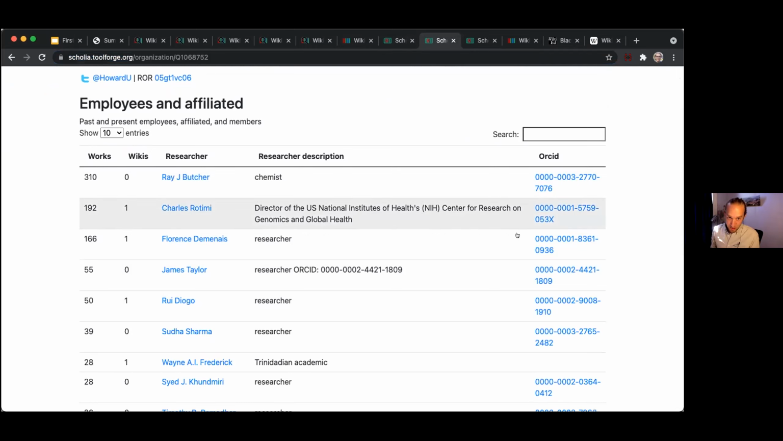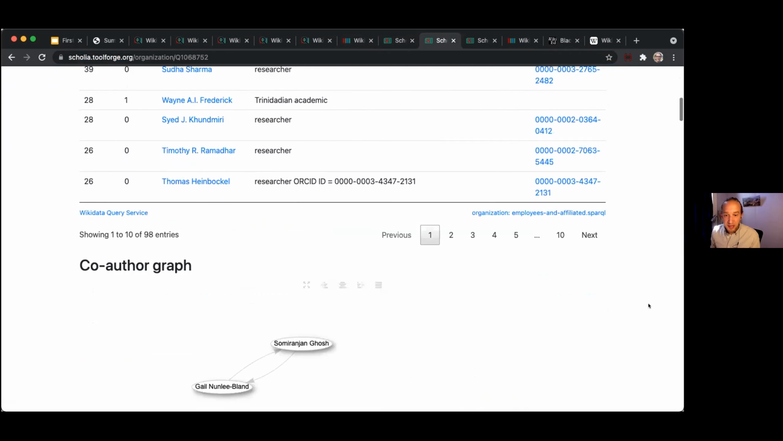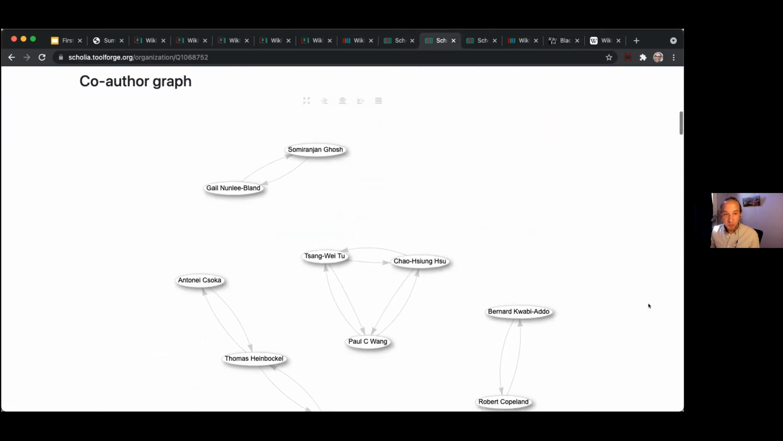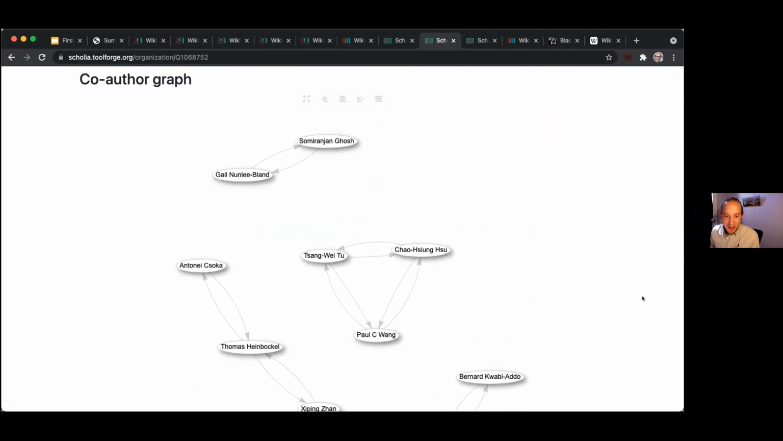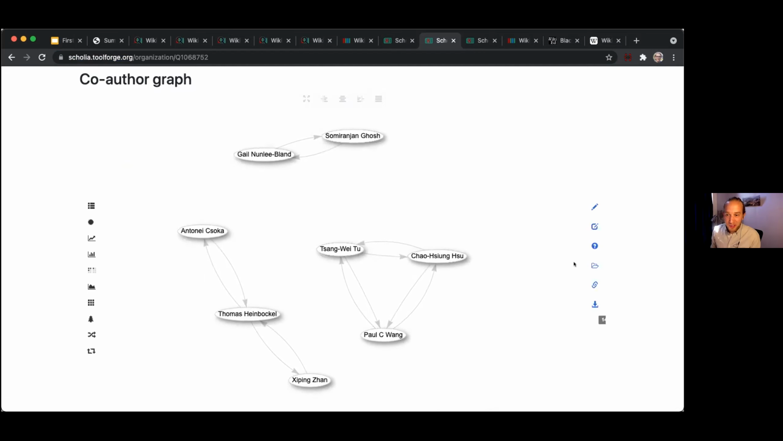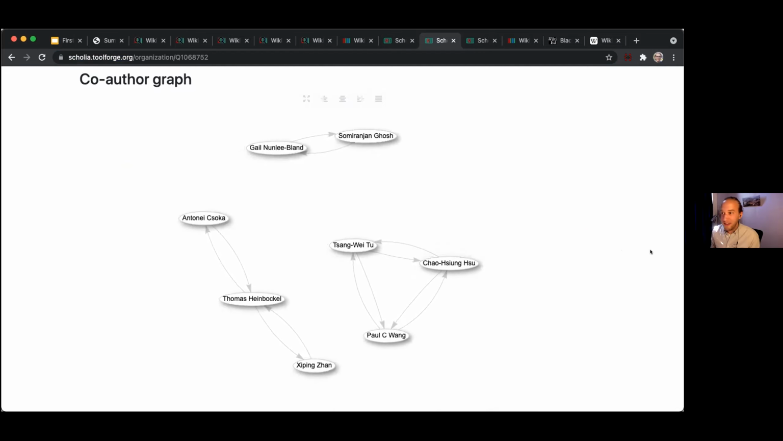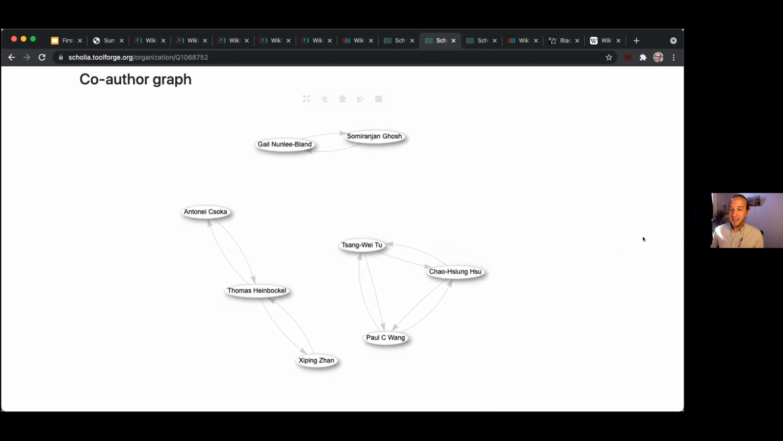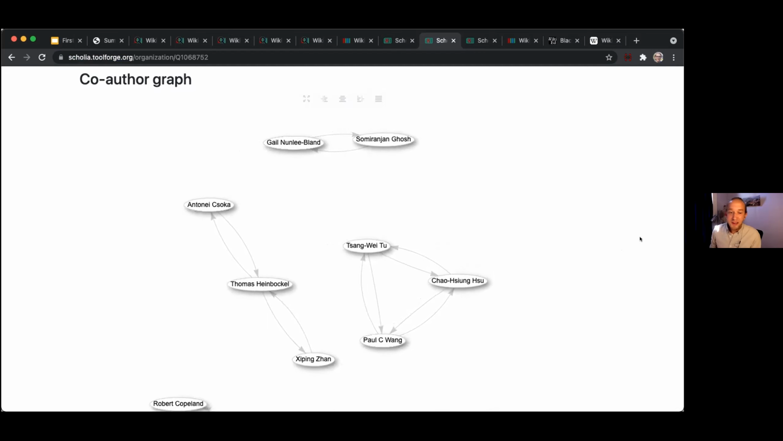So this top one shows a set of researchers affiliated with Howard and their ORCID IDs, and also a quick description of who they are and what they do. Scrolling down, we can see a co-author graph, so people who have worked together, and I can promise you that there are a lot more co-authors that exist at Howard. This is just what is currently represented on Wikidata. So again, a lot of data needs to be entered into it, but the concept is clear.